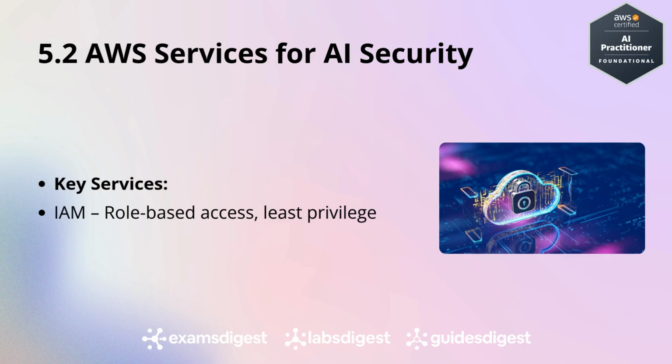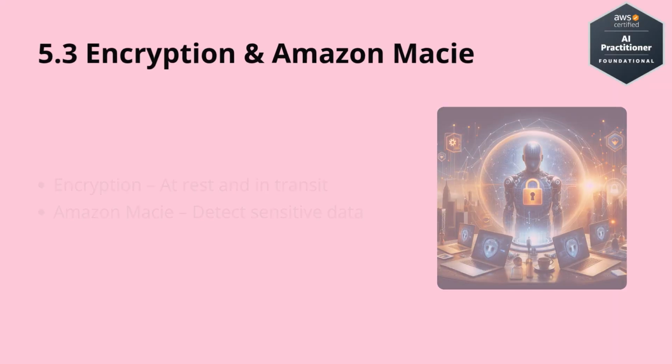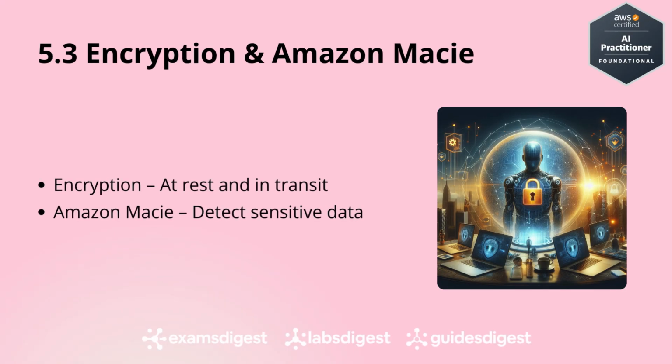At the foundation, we have AWS Identity and Access Management. IAM roles, policies, and permissions ensure that only authorized users and systems can access AI services or sensitive data. Using least privilege principles, granting only the access necessary for a task, is key. Next, we have encryption, both at rest and in transit. Services like Amazon S3 and SageMaker allow you to use AWS-managed or customer-managed encryption keys to protect your data.